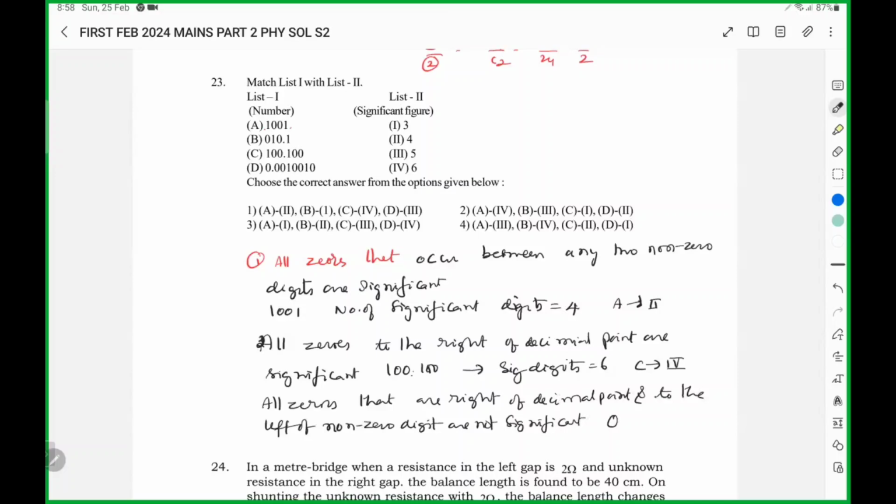So if you consider this 0.001010, these two zeros are not significant. Here significant digits are 5. So that means D maps to third one. And similarly here, between non-zero digits 1 and 1, 0 is significant. So in this number, the number of significant digits is 3. So first option, C maps to fourth. Yes, first option is correct.